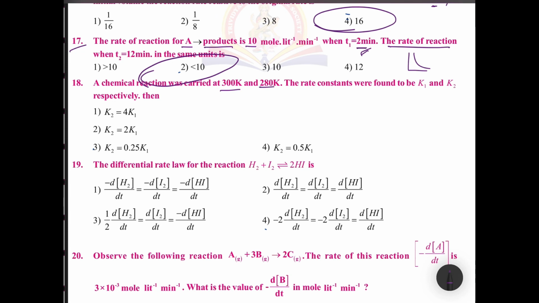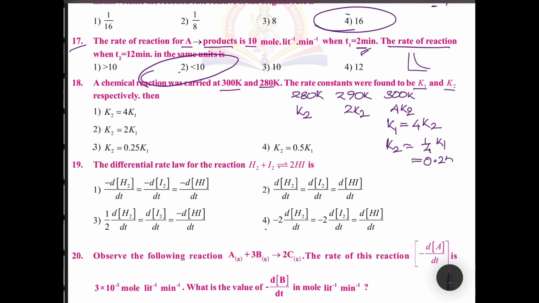A chemical reaction was carried out at 300 Kelvin and 280 Kelvin. The rate constants were found to be K1 and K2. At 280 Kelvin, if it is K2, at 290 Kelvin it will be 2K2. Why? Temperature coefficient is generally 2; if not mentioned, you take 2. At 300 Kelvin, again double, 4K2. So K1 is equal to 4K2, or K2 is equal to 1 by 4 K1, or 0.25 K1.